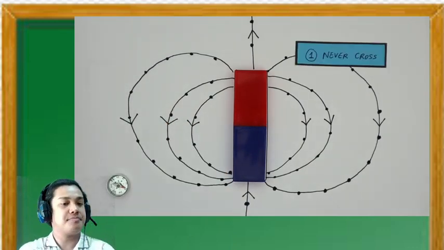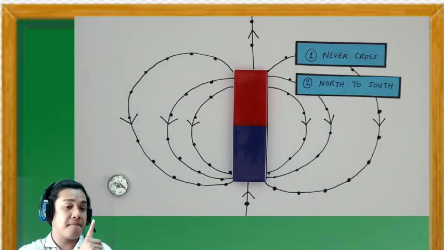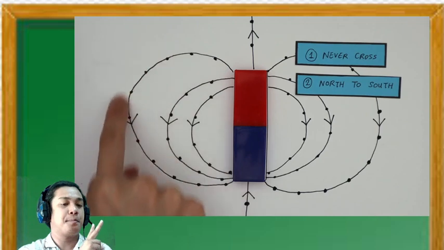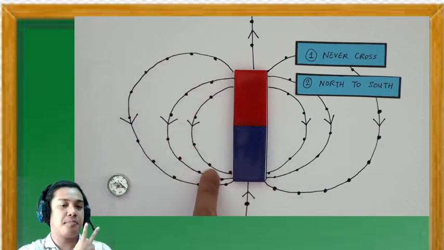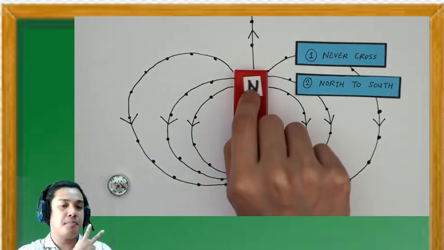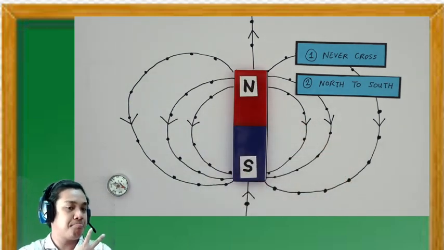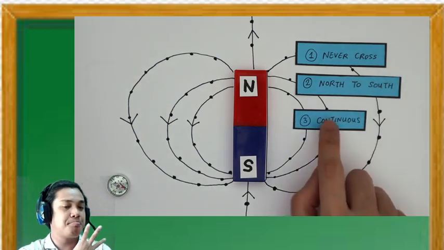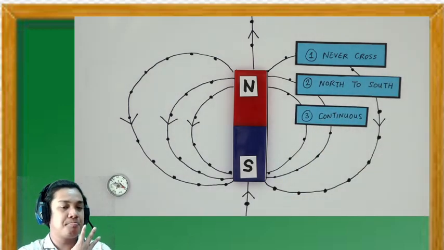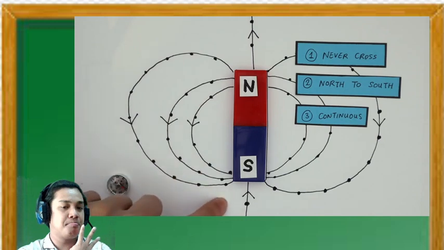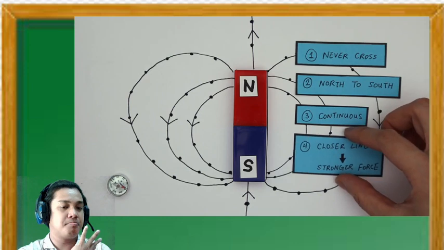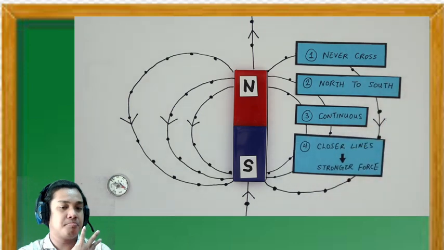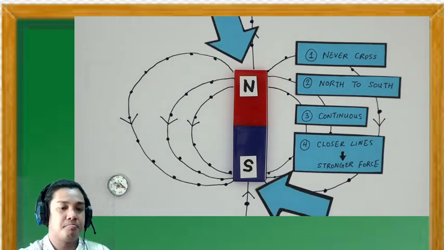Number 1. Magnetic field lines never cross each other. They never overlap. Number 2. They always point from the north pole of the magnet to its south pole. North into south, so that must mean that this is north and this is south. Number 3. They are continuous. The only reason these lines have been cropped out here is because I've simply run out of space. Number 4. Where the lines are closer together, the magnetic force is the strongest, and that's at the poles of the magnets.